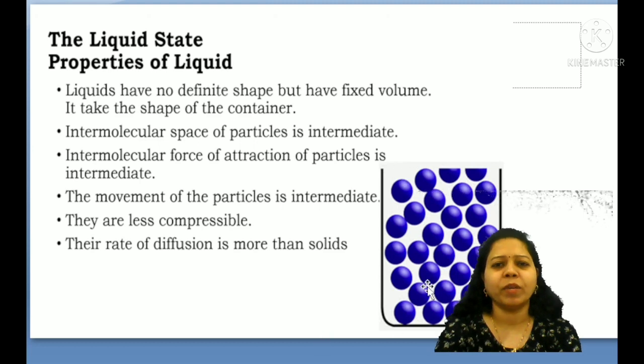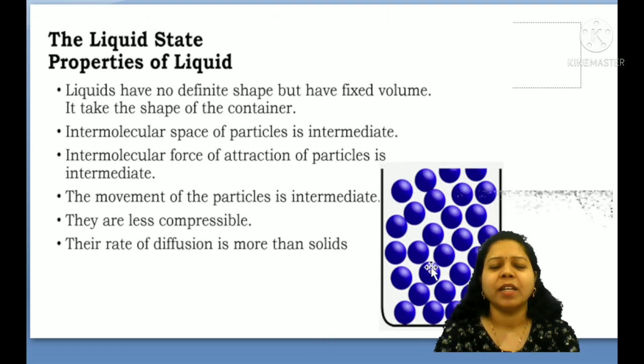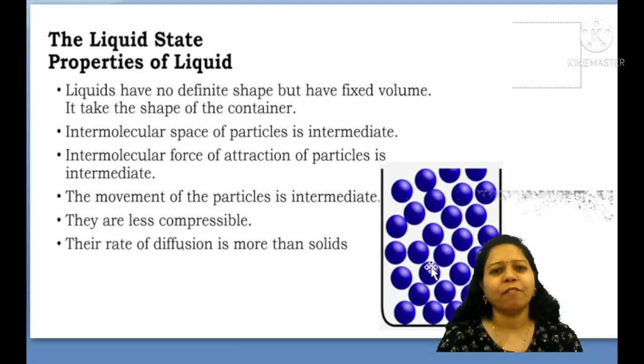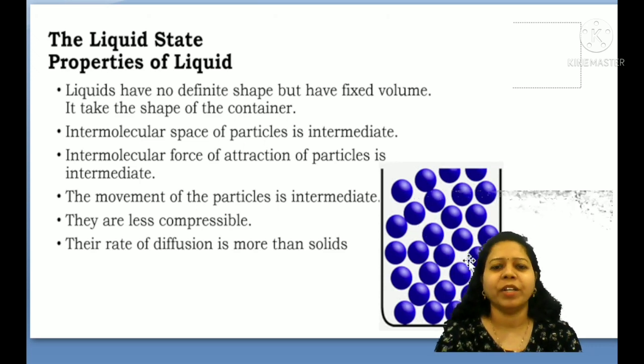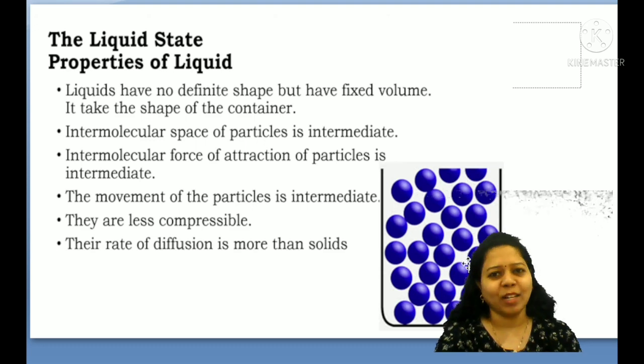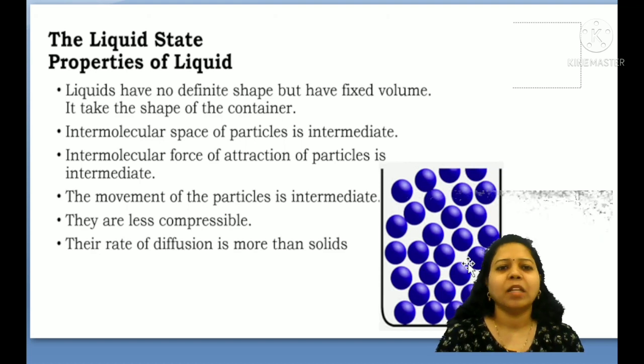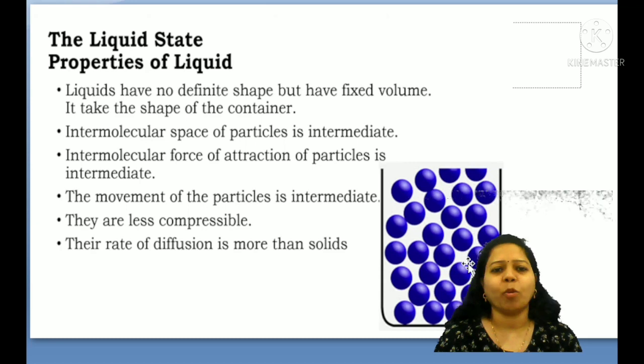These all are the properties of liquid. The first property of liquid is that it does not have a definite shape, but it has a fixed volume. The intermolecular space in a liquid is intermediate. The intermolecular force of attraction in a liquid is also intermediate, and the movement of the particles in a liquid is also intermediate. They are less compressible, and their rate of diffusion is more than that of a solid. These all are the properties of liquids.